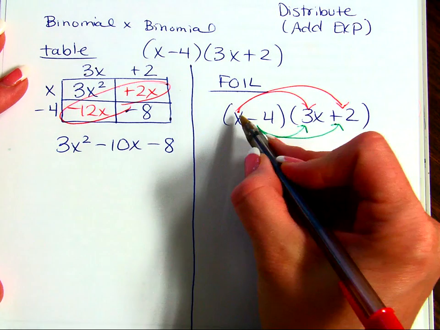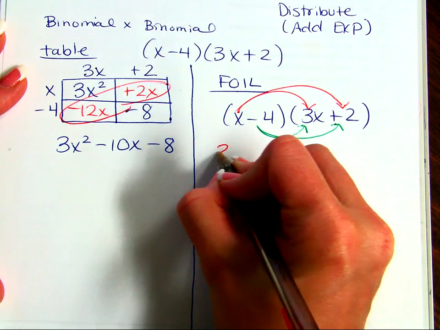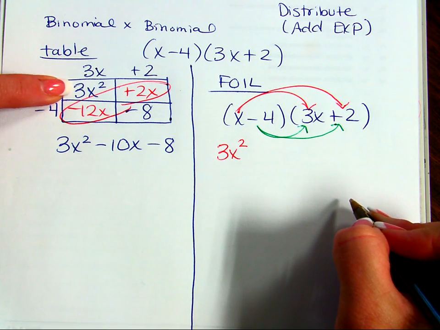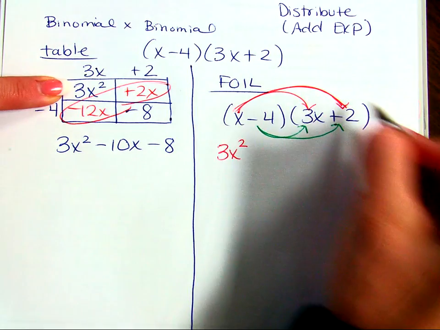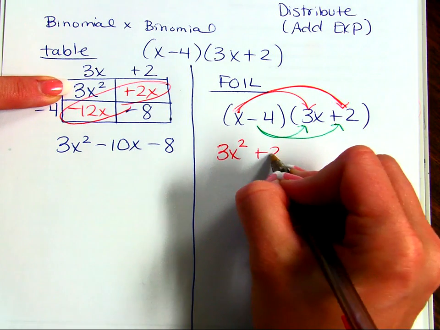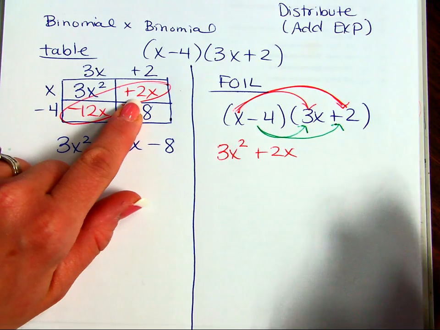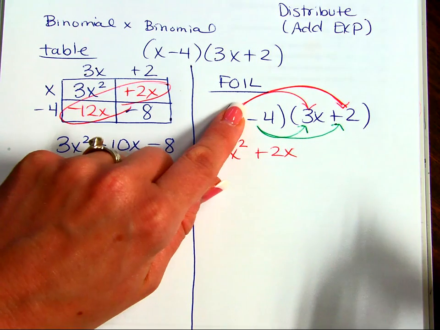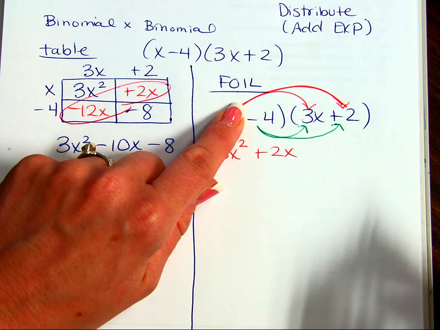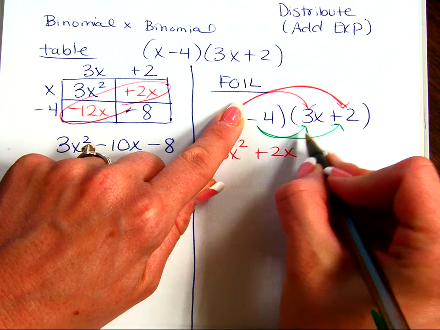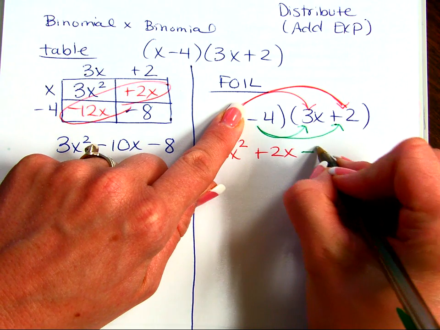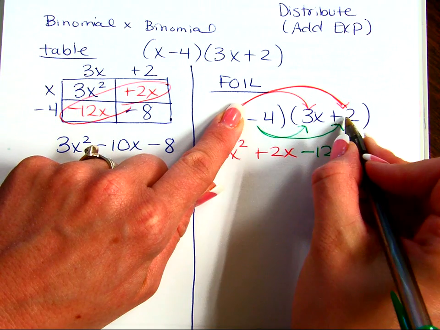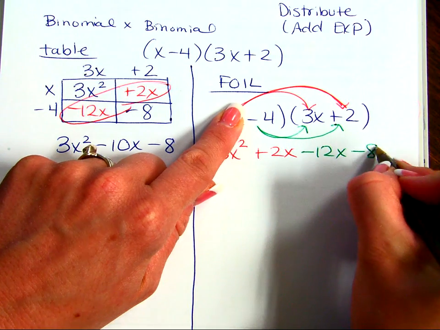So let's do that. So let's say x times 3x is 3x squared, right? Which is right here. X times 2 is 2x, which is right here. Now let's distribute and ignore the x. Some people need to cover it up. That's totally okay. Distribute the negative 4 times the 3x, which is your negative 12x. And then there's your negative 4 times your positive 2, which is your negative 8.